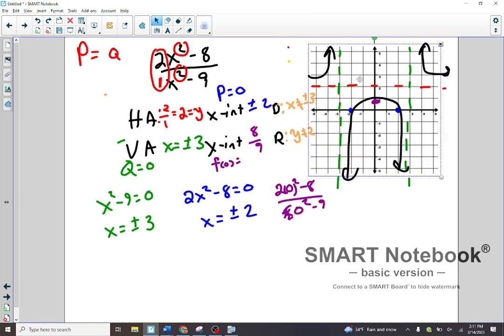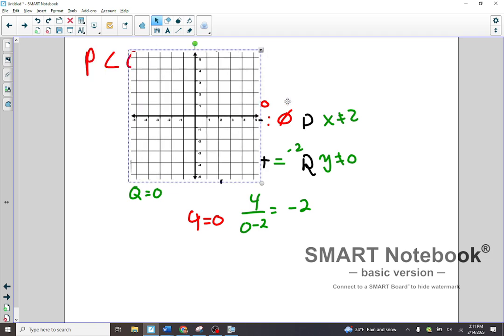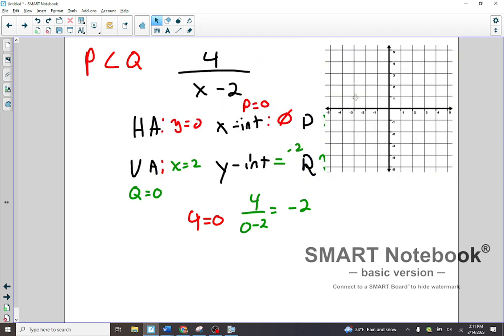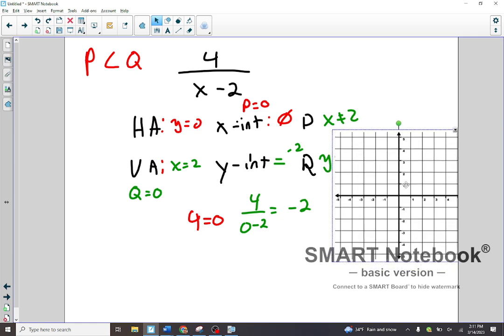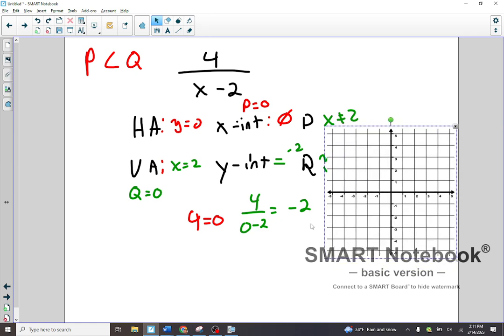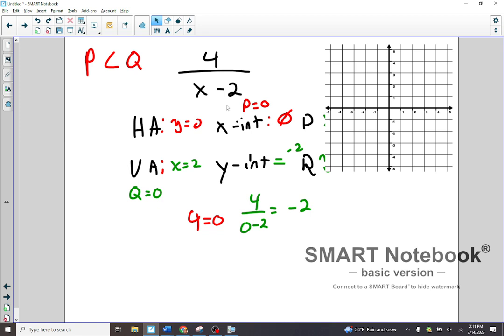Let me copy this grid. So in this case, I'll put it down here. And then from here, oh yeah, I don't really need the domain and range. Your horizontal asymptote is at 0. Your vertical asymptote is at 2, my bad. The x-intercept doesn't exist. The y-intercept is at negative 2, so let me put a dot here. Type it in your calculator off video, but it should look like this.